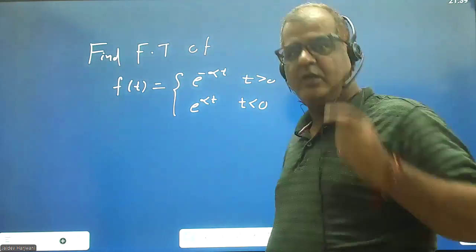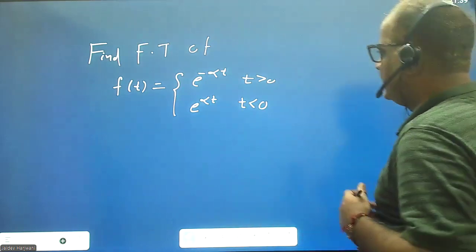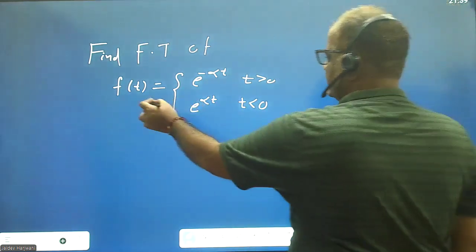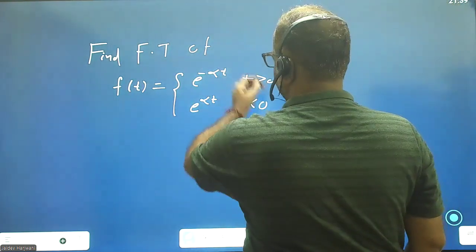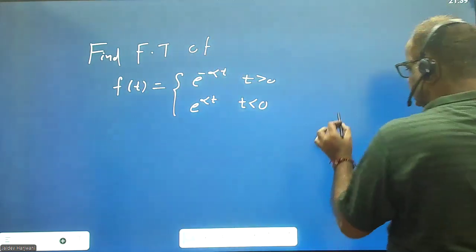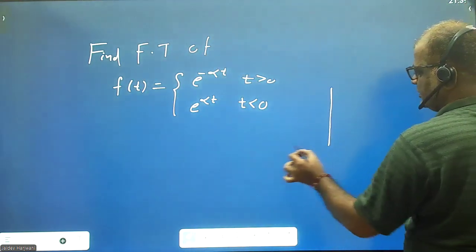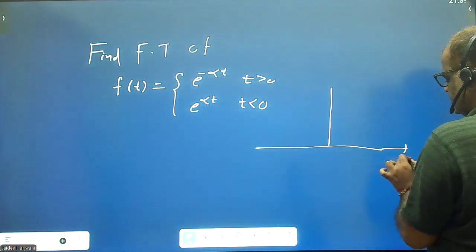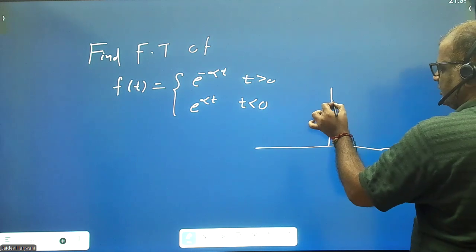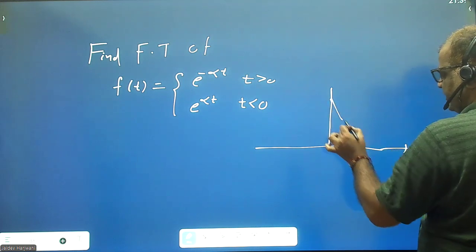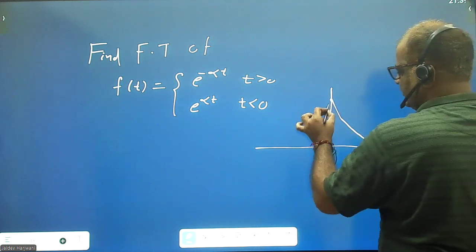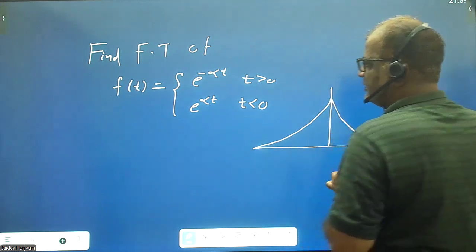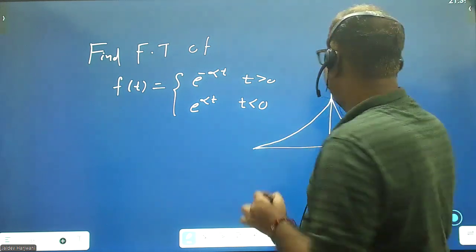Hello students, let us solve one more problem. A function is given which is a double exponential function. If I draw this function, at t equal to 0 the value is 1, and as t goes to infinity on both sides, it becomes 0. Now we need to calculate the Fourier transform of this function f(t).